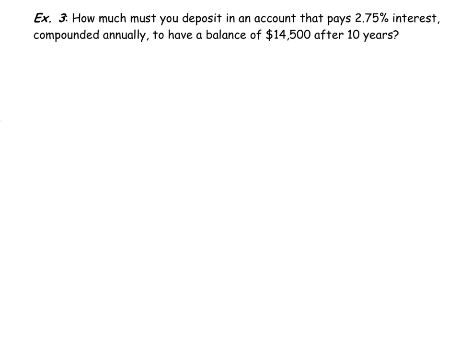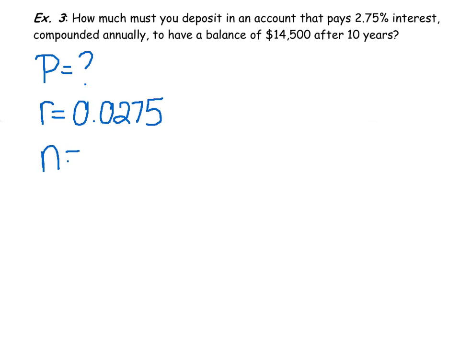Our last problem is, how much must you deposit in an account that pays 2.75% interest compounded annually to have a balance of $14,500 after 10 years? All right, so they want us to find what we need to initially deposit. So we don't know what P is. But they do tell us that R is 2.75%. Written as a decimal, that's 0.0275. And they said it's compounded annually. That means once a year, so N is going to equal 1.